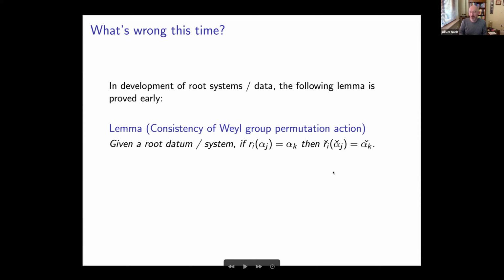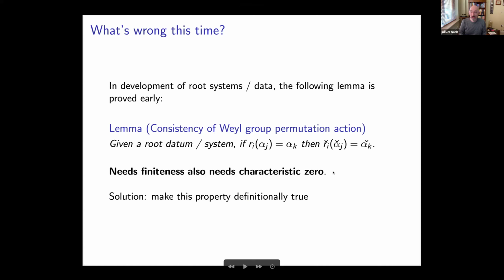So that's a lemma that's proved early on in the theory of anybody who's doing root data or root systems. But it needs finiteness, and it also needs characteristic 0. So nobody ever really cares about this stuff normally, because they're always in that case. But when you're trying to unify everything and have just one definition that everyone can use, suddenly you care about all these. So this is a problem.